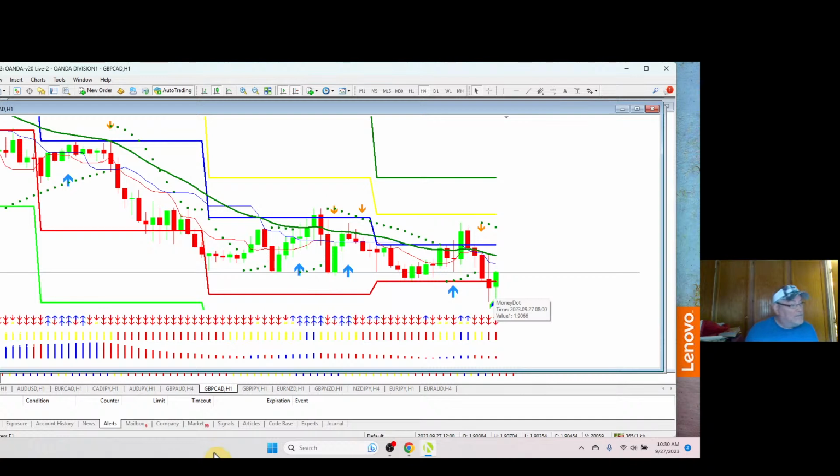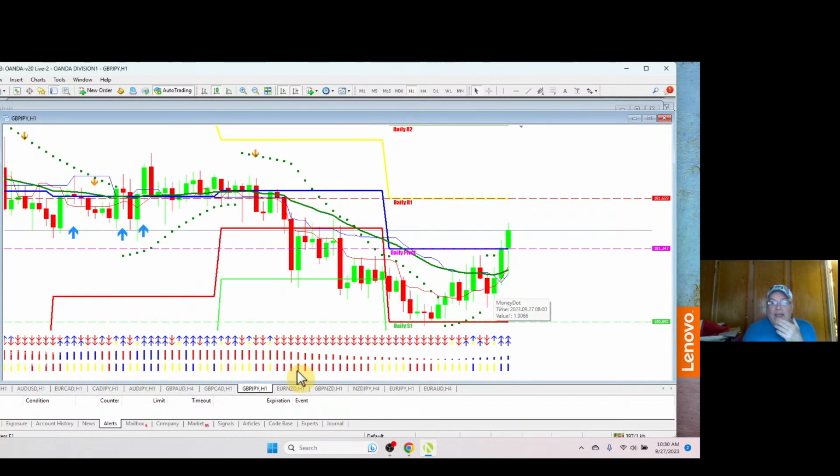Pound yen is making a push up. It's going up to here. Pound yen is going right to there, the daily R1. So it's still got not much. 30 more pips. Almost 30 more pips to go.